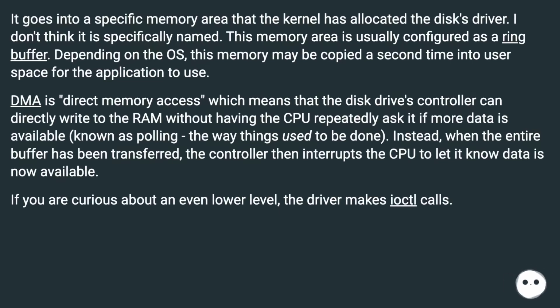DMA is direct memory access, which means that the disk drive's controller can directly write to the RAM without having the CPU repeatedly ask it if more data is available, known as polling, the way things used to be done. Instead, when the entire buffer has been transferred, the controller then interrupts the CPU to let it know data is now available. If you are curious about an even lower level, the driver makes IOCTL calls.